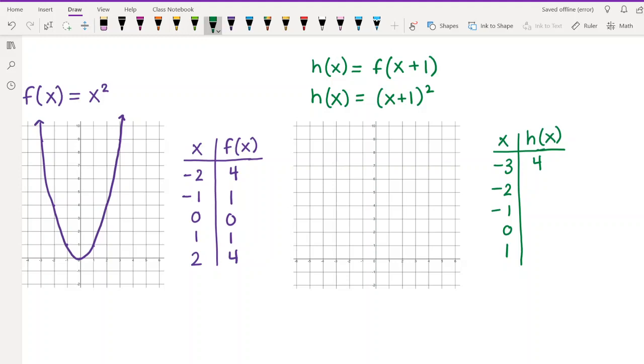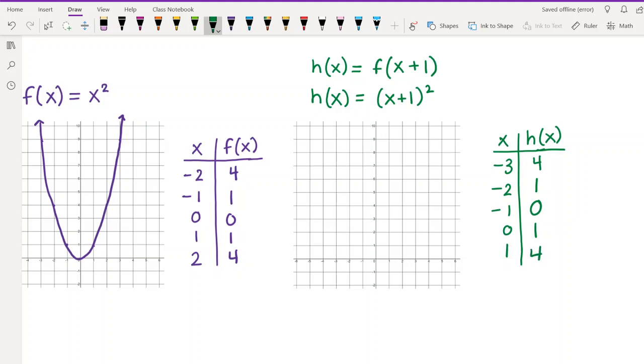So then next we want to plug in -2. So we have -2 plus 1, which is -1. Take -1 and square it, we get 1. So next up we'd plug in -1. -1 plus 1 is 0. Take 0 and square it, and we get 0. Now we plug in x is equal to 0. So we'd have 0 plus 1, which is 1. 1 squared is 1. And finally, we plug in x is equal to 1, and we have 1 plus 1, which is 2. 2 squared is 4.